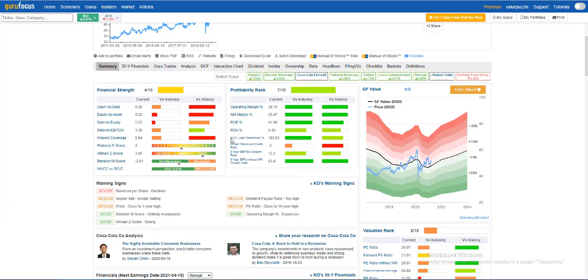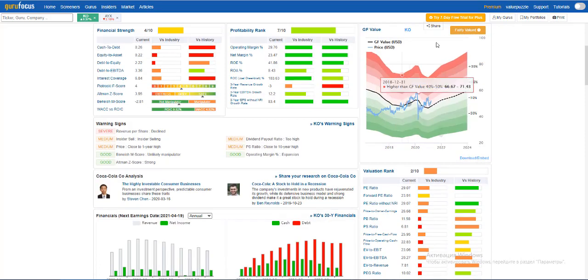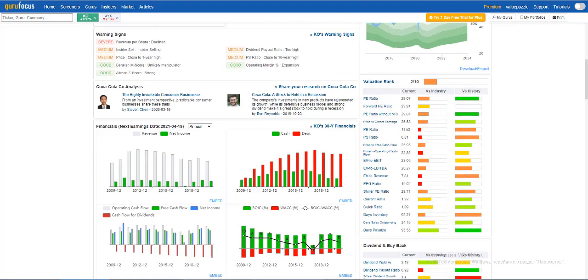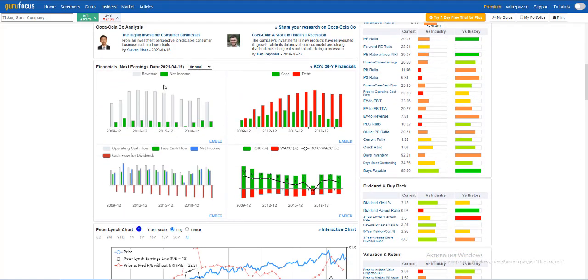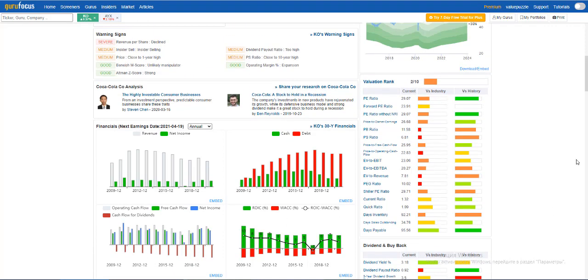So first we see the financial strengths of the company. Guru Focus says that Coca-Cola is 4 out of 10, unexpectedly actually. Profitability rank, here we have 7 of 10, so it's quite good. Guru Focus value is in this chart. Coca-Cola is somewhere in the middle, actually. What else? Here we can see the financials, revenue to net income, cash to debt in charts for some past years. Operating cash flow, free cash flow, net income, again in charts.